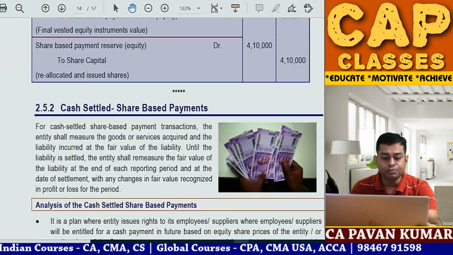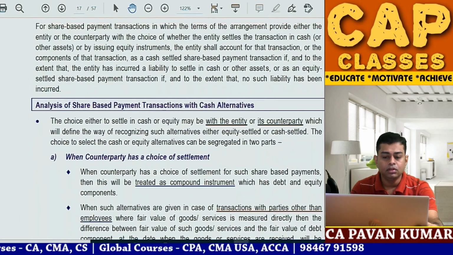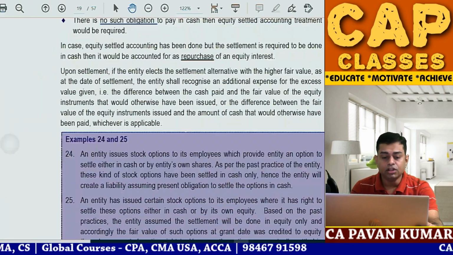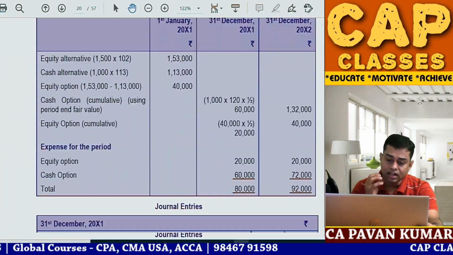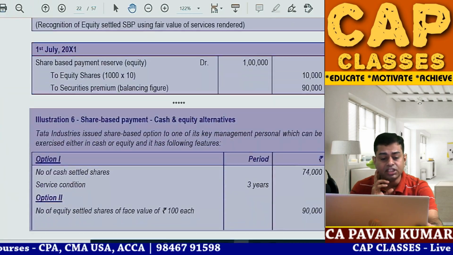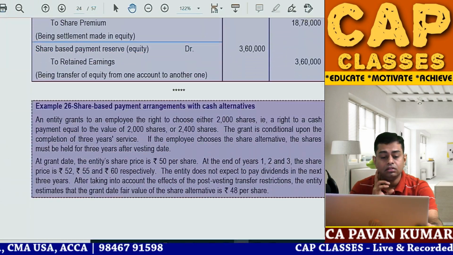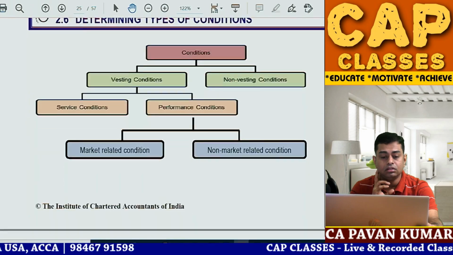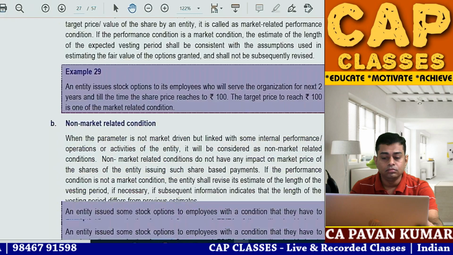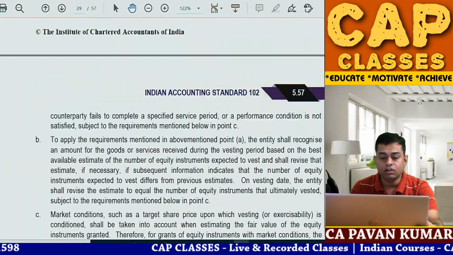What are the guiding principles for this? Cash alternative, we'll come back to this later. When the entity has a choice of settlement, this also we will come back to later. So share-based payment, purchase of goods, purchase of services, we have done 4th and 5th problems. Cash alternative again we'll do later. Conditions also we'll do. Effect of conditions.